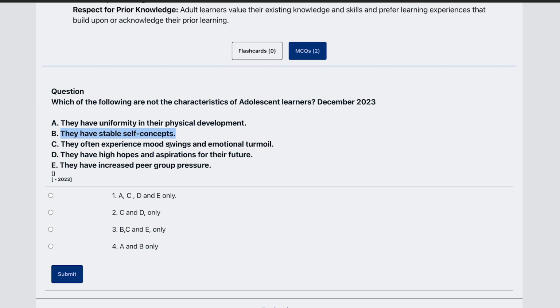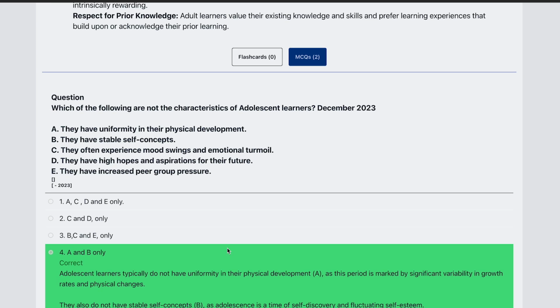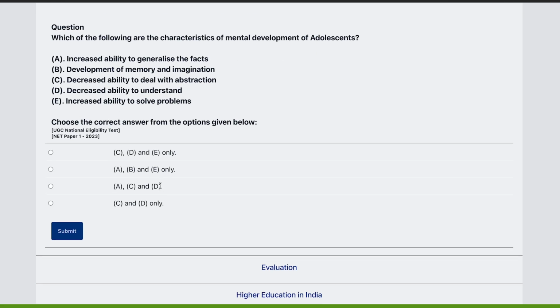They often experience mood swings and emotional. They do. They have high hopes and aspirations for the future. They do. They have increased peer group pressure. They do. So A and B, which is not the characteristics, because C, D and E are characteristics. So let's click on submit. Perfect.